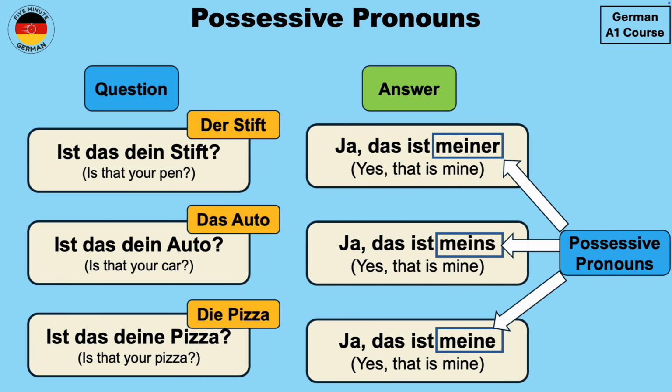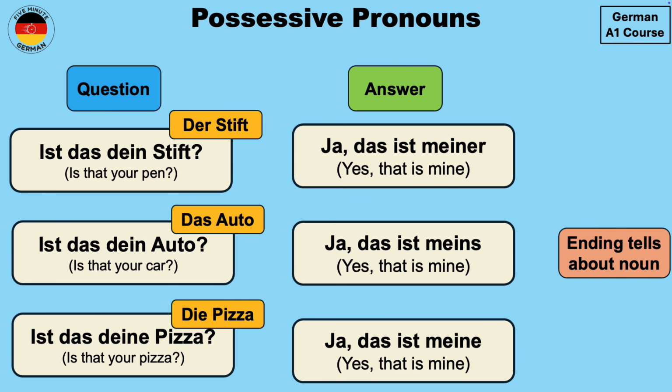Now you have seen that in all of these three answers, the ending is different. The reason is that we use the ending to tell about the noun which is being talked about. So in the case of masculine nouns, the ending is AR or ER. In the case of neutral nouns, the ending is S. And in the case of feminine nouns, the ending is E or A in German.